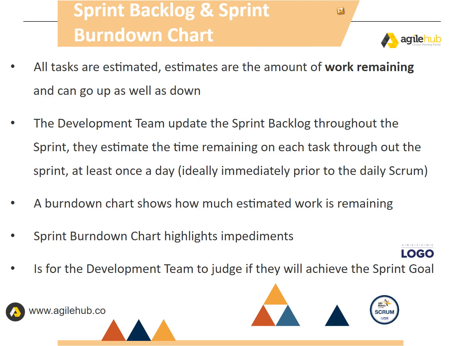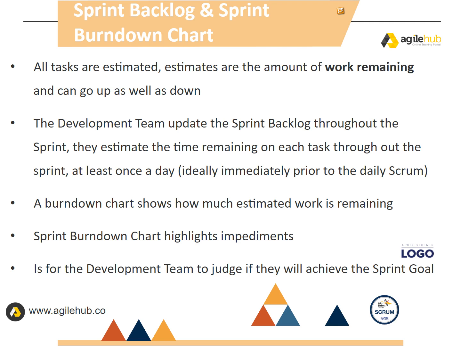On a sprint backlog and sprint burndown chart, all tasks are estimated. Estimates are the amount of work remaining and can go up as well as down. The development team update the sprint backlog throughout the sprint. They estimate the time remaining on each task throughout the sprint, at least once a day, ideally immediately prior to the daily Scrum. A burndown chart shows how much estimated work is remaining.